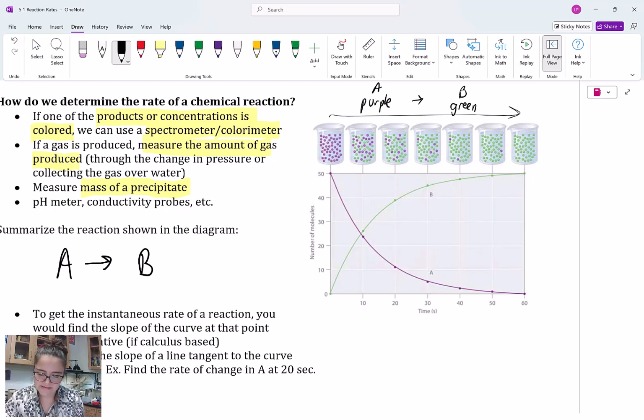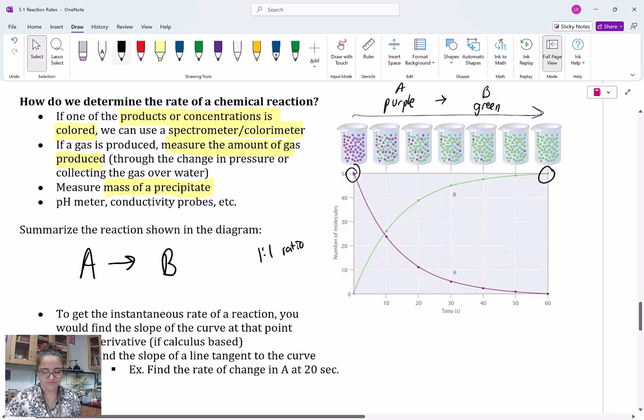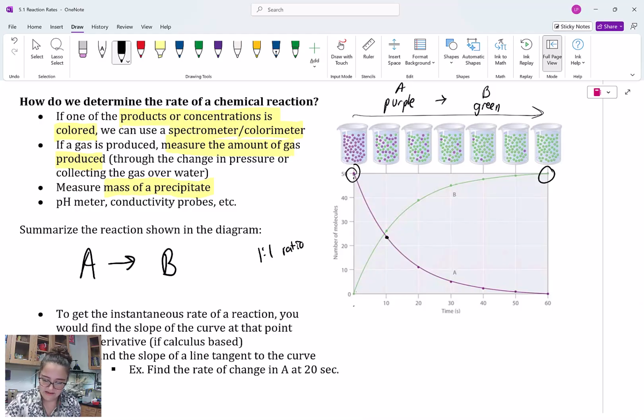And then we can tell we started with 50 A, we ended with 50 B. So it's a 1-to-1 ratio, okay? Not ration, ratio. For every 1 A that goes away, we can see here about half of them have gone away in 10 seconds. So we have that much of B being produced.